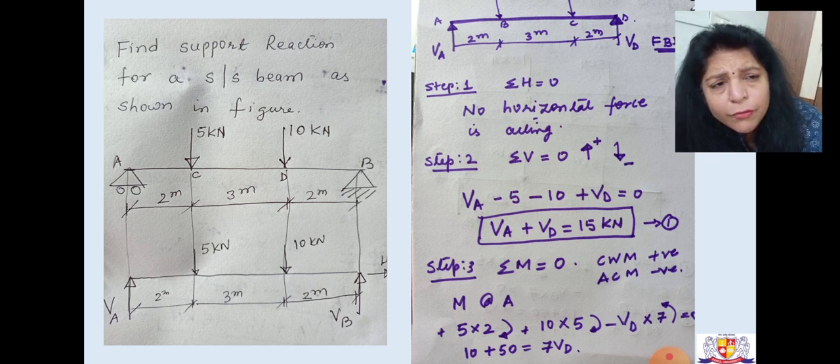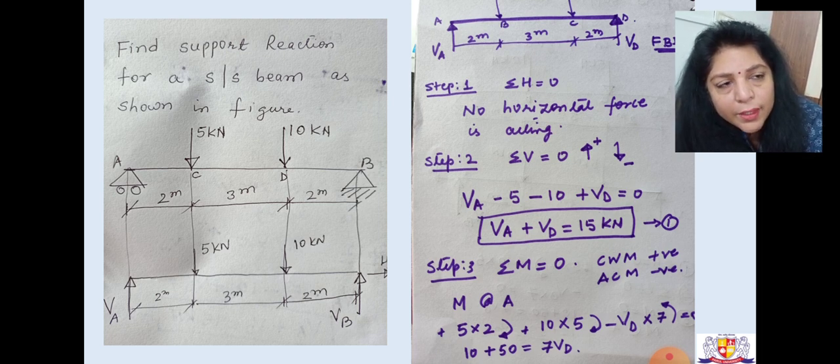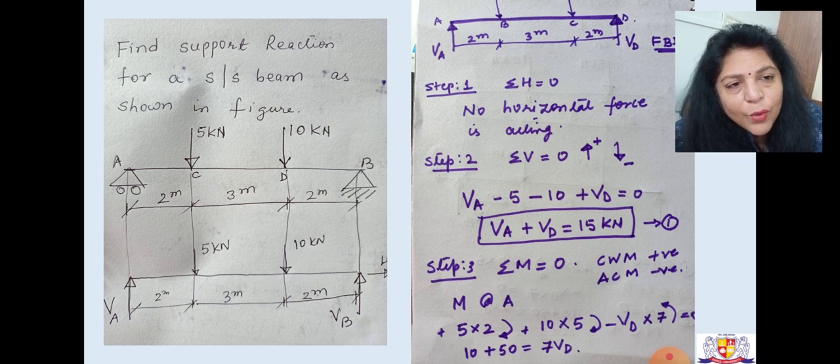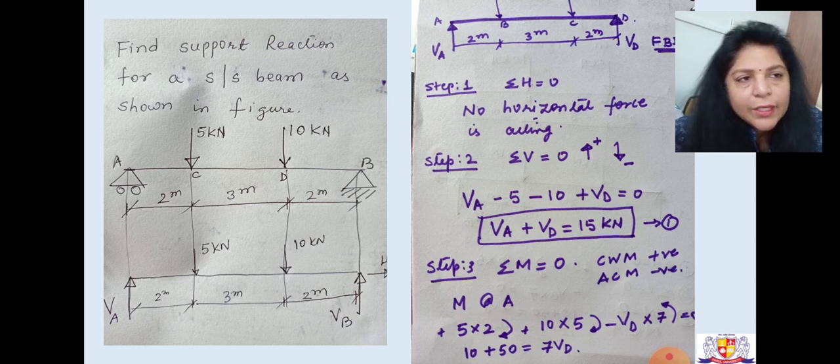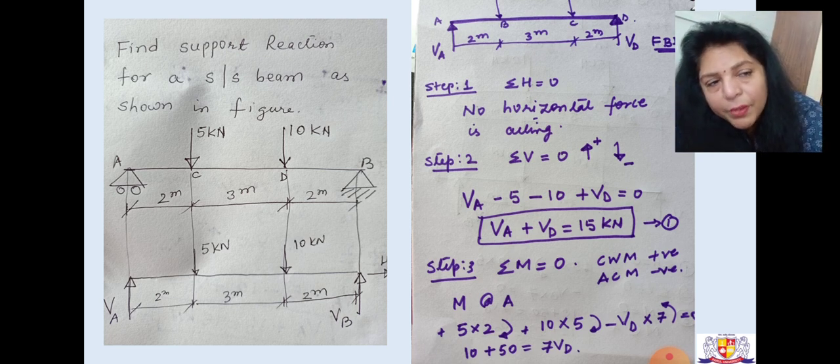So 5 is in the downward direction, negative. 10 is in the downward direction, negative. Then VA in the upward direction positive and VB in the upward direction positive. So we get VA plus VB is equal to 15 kilonewton. This is our equation number 1.